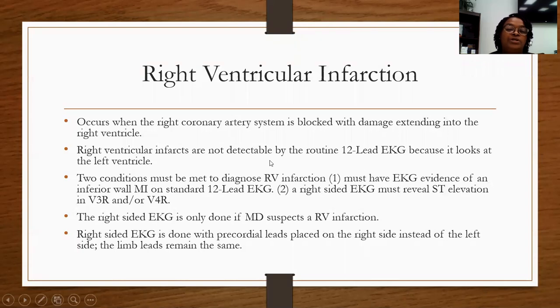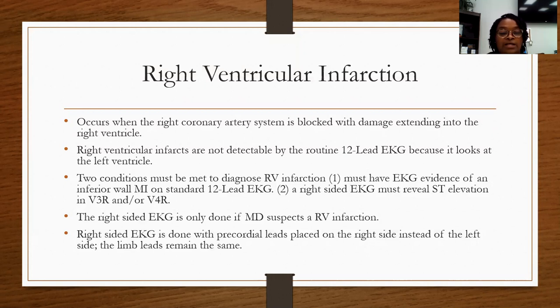So a right ventricular infarction occurs when your right coronary artery system is blocked with damage that extends all the way into the right ventricle. Right ventricular infarcts are not detectable by your routine 12-lead EKG because it looks at the left side of the heart. There are two conditions that must be met in order to diagnose the right ventricular infarction. One, you must have EKG evidence of an inferior wall MI on your standard 12-lead EKG. And two, you need to have a right-sided EKG that reveals ST elevation in V3R and or V4R.